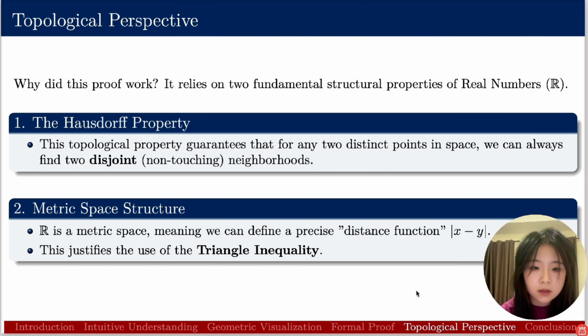Secondly, the real numbers form a metric space. This just means we have a precise way to measure distance using absolute values. This ruler allows us to use the triangle inequality to show exactly how close the terms are to the limits. So the uniqueness of a limit isn't an accident, it's built into the very structure of our number system.